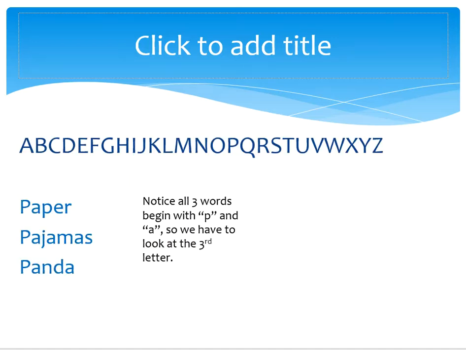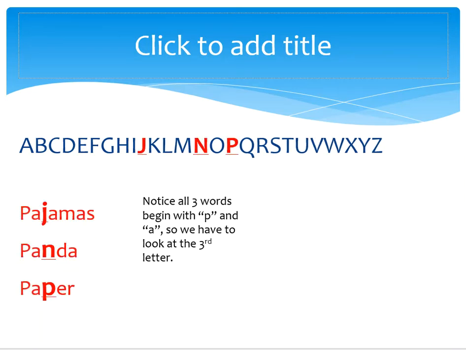Here's another list. Notice all three words now begin with the same letter P, but they also have the same second letter A. Paper, pajamas, panda. So we're going to have to look at the third letter here, P, J, and N. So find those in the alphabet and see what comes first. Go ahead and do that now, and I'm going to reveal the answer.